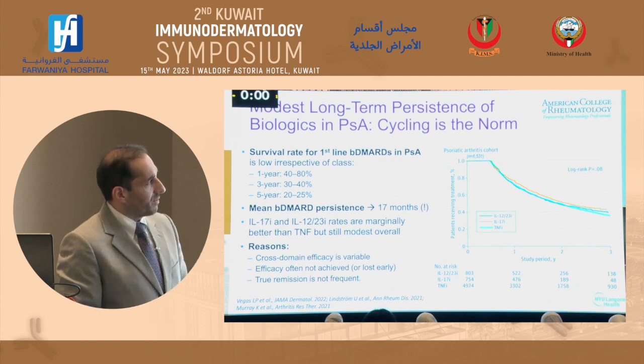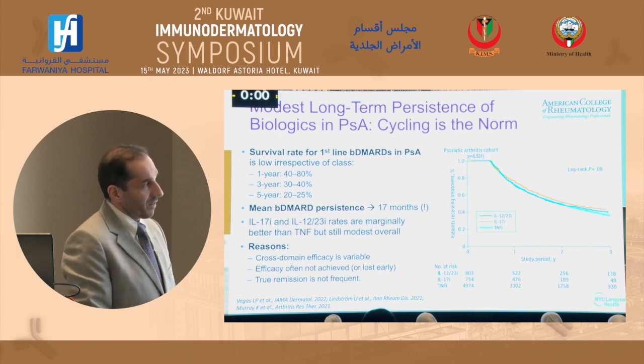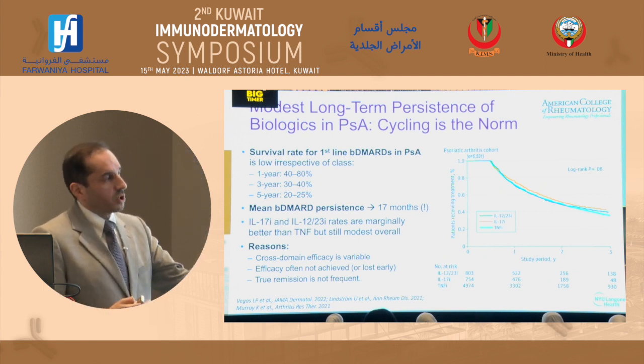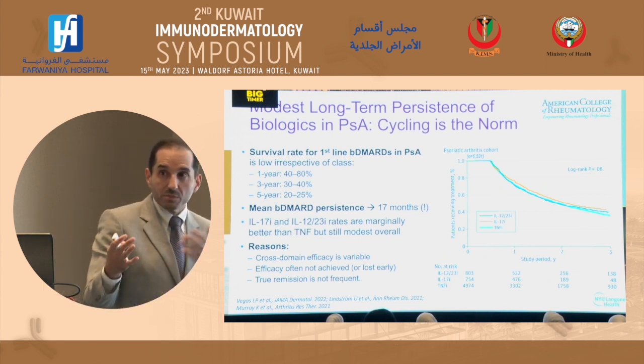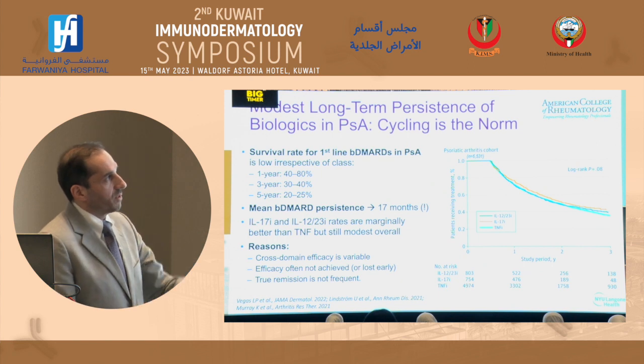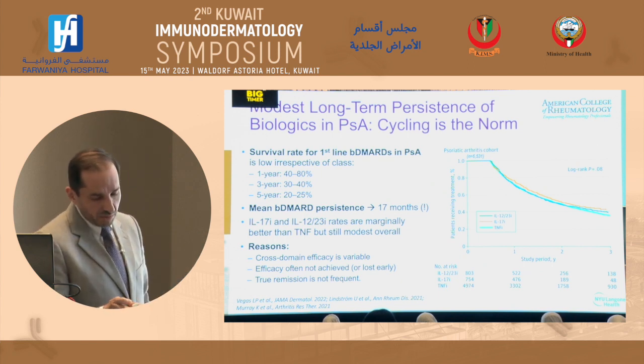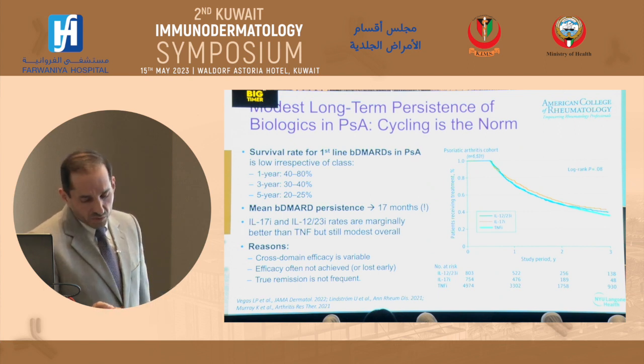So for interleukin-17 inhibitors and interleukin-12/23 inhibitors, rates are marginally better than TNF, but still modest overall. Now, there are other studies probably showing better drug survival in terms of the 17 or 23, but I'm just giving you one of the pieces of information that has been published in JAMA Dermatology and also in Arthritis Research.